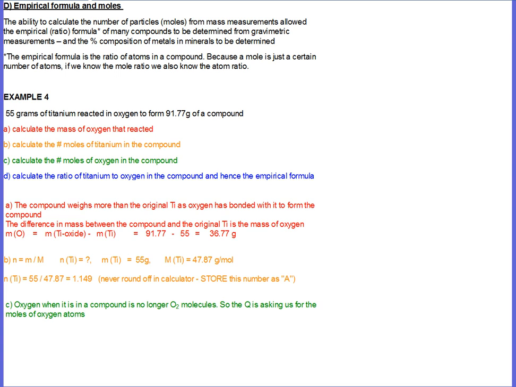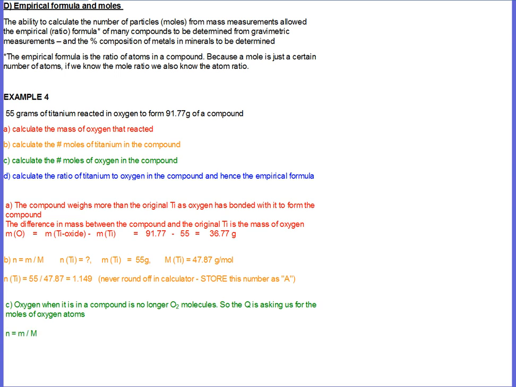Now this is one of the times we don't use O2 as our oxygen formula, because once oxygen has reacted in the compound, it's no longer oxygen molecules. They're actually oxygen atoms bound to the titanium atoms. So when we're talking about oxygen, we don't mean oxygen molecules, we mean oxygen atoms, because it's the oxygen atoms in the compound we're talking about.